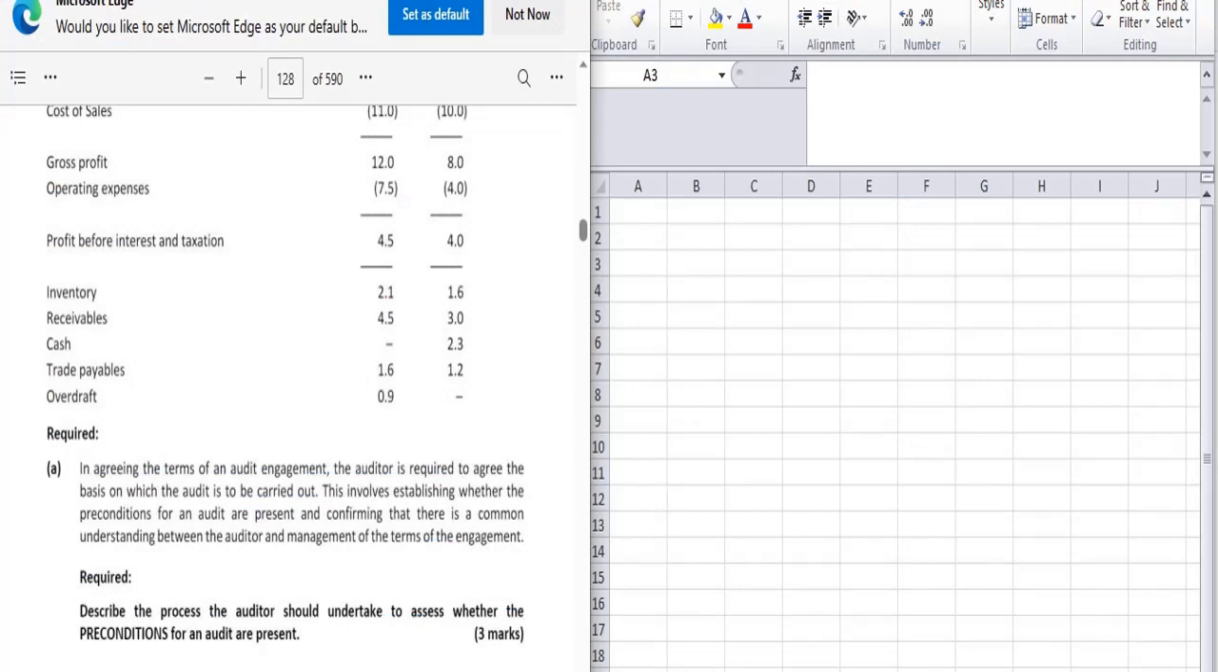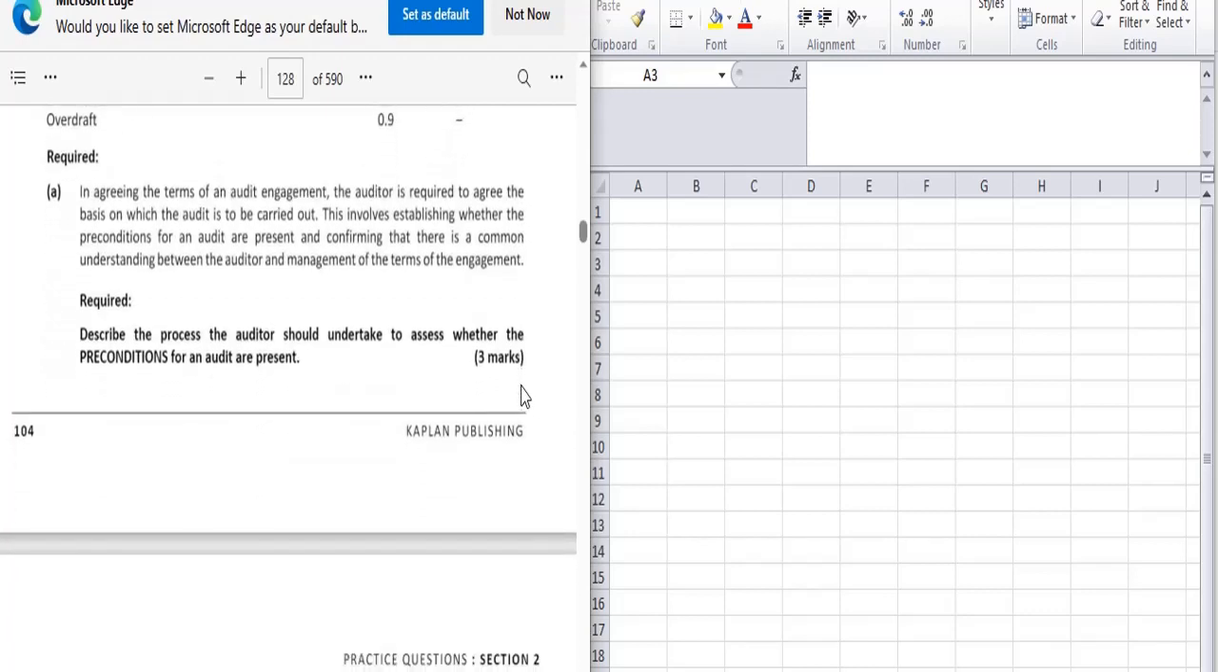In this video, I'm going to do the Redsmith question of the audit risks chapter, and I think this is the last question. So question number 4, requirement 1: describe the process the auditor should undertake to assess whether the preconditions for an audit are present.